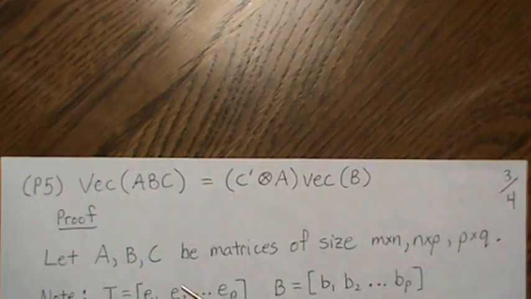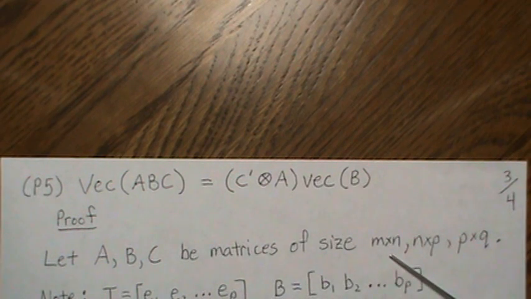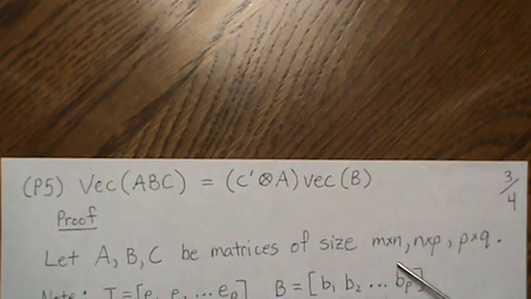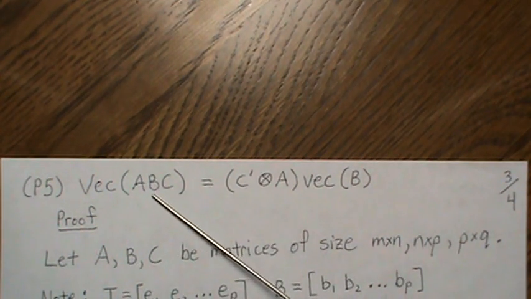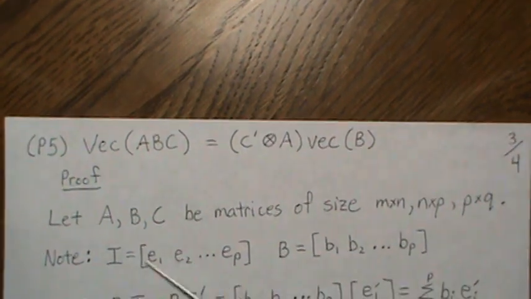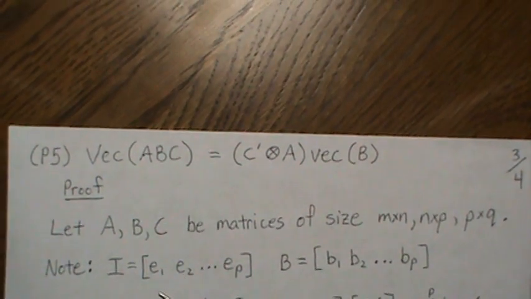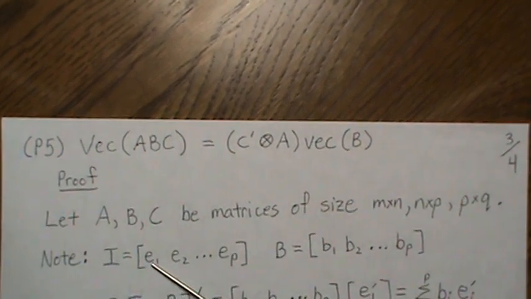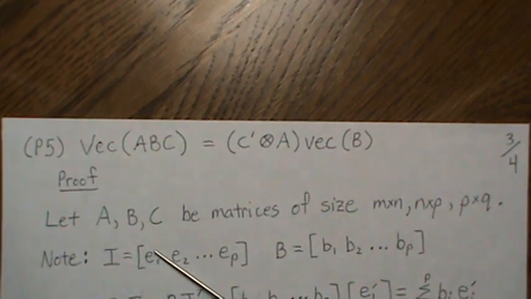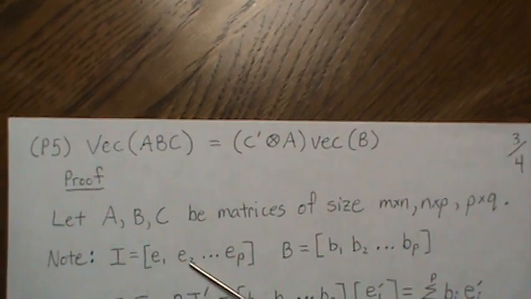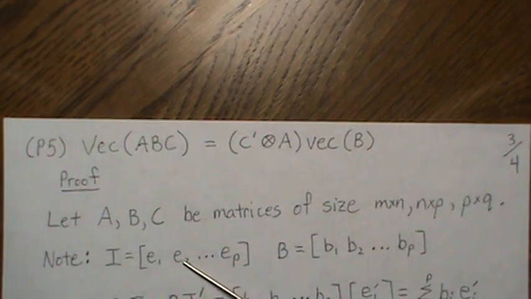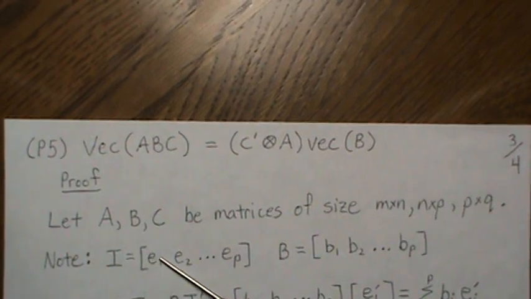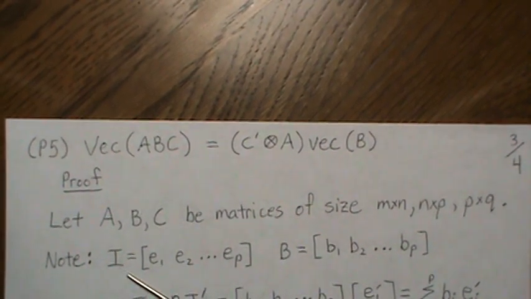Okay, so let A, B, C be matrices of size m by n, n by p, p by q. It's basically so we can do this multiplication. The columns of this have to be the same as the rows of this, and so on. One note before we prove this is that the identity matrix can be written like this. It's common notation that little e_i means there's a 1 in the i-th spot and zeros elsewhere. So this says there's a 1 in the first spot of this vector, and this a 1 in the second spot of this vector and zeros elsewhere. So this creates a diagonal matrix, the identity matrix.